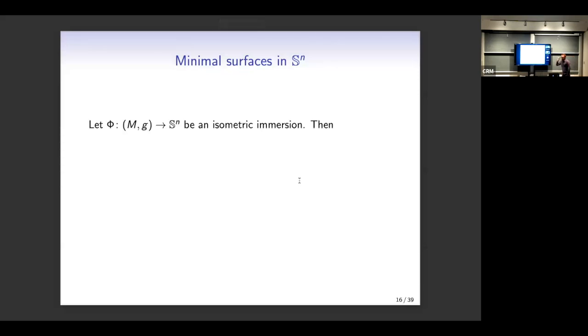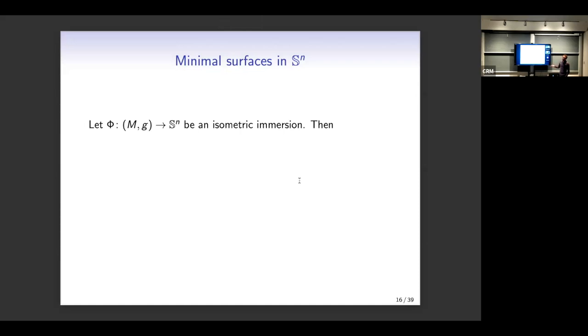And in that case, there is a beautiful connection between them and eigenvalues of the Laplacian. So if you look at some submanifold in S^n, I'm going to denote this as an immersion. Okay? So just a map from a surface to the sphere.